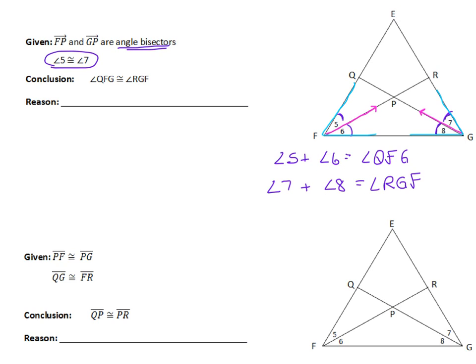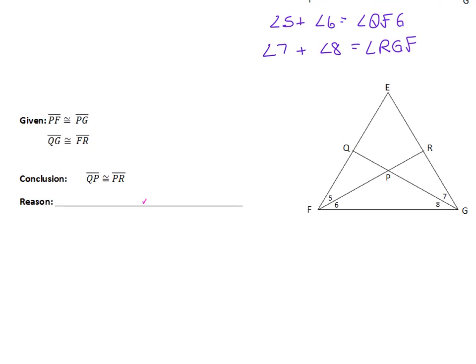And what did we just do to figure that out? We used addition. So we have this addition property. That's our reason. All right, so hopefully that one made sense. Let's look at another one.